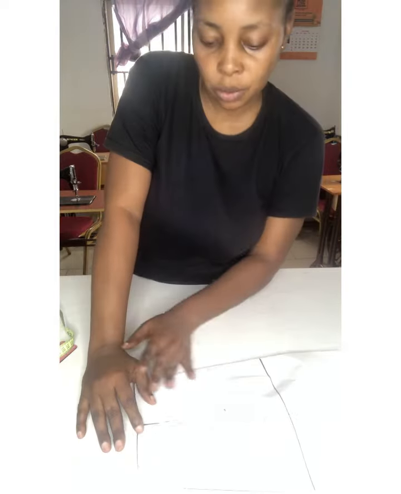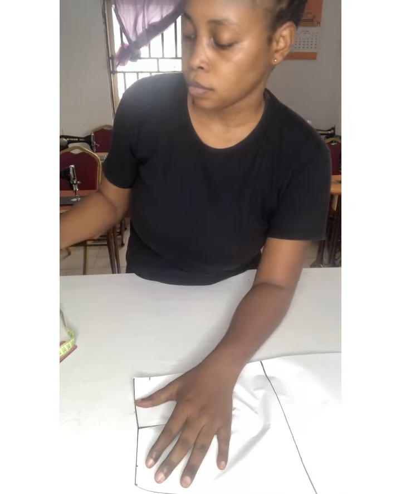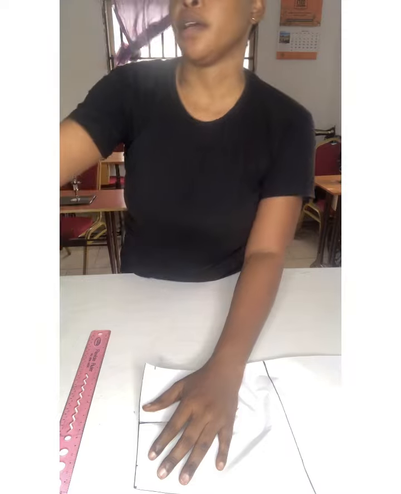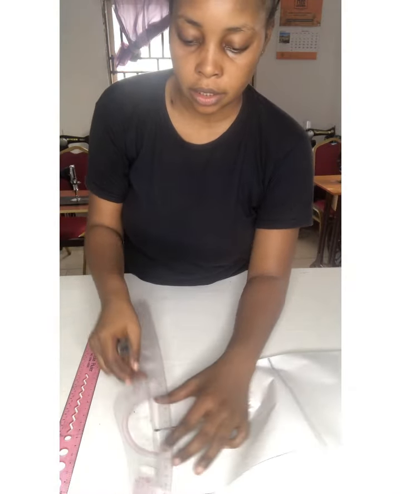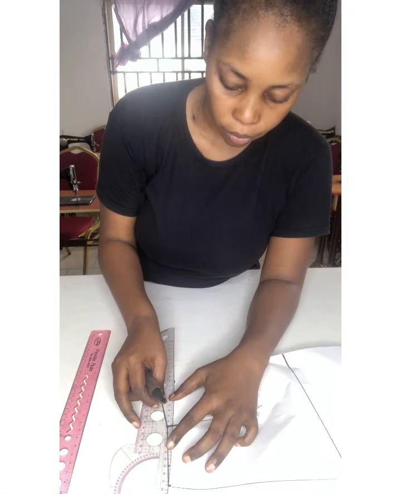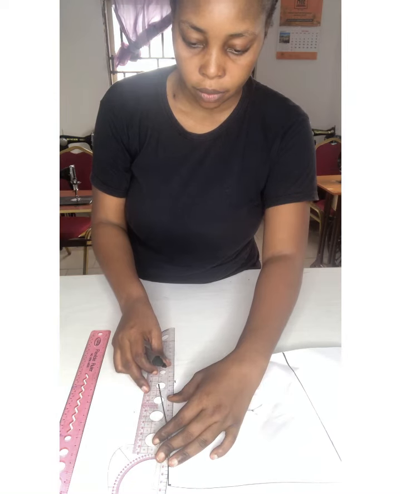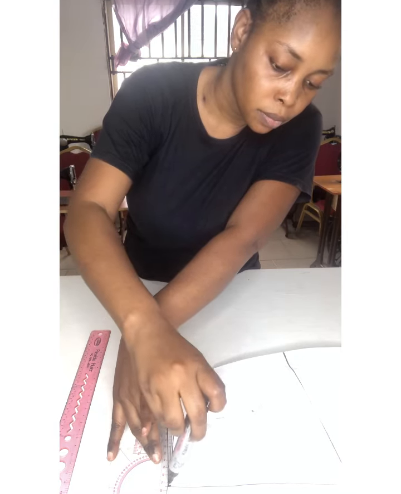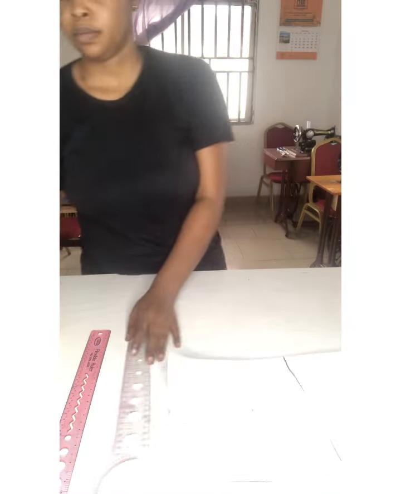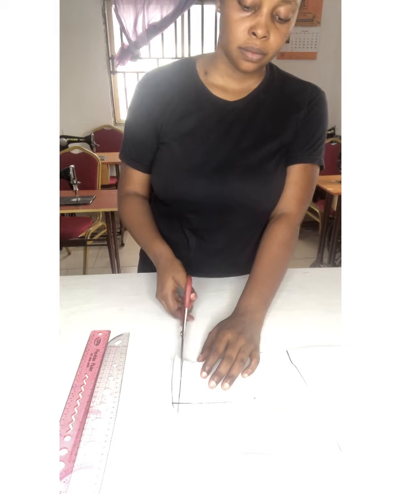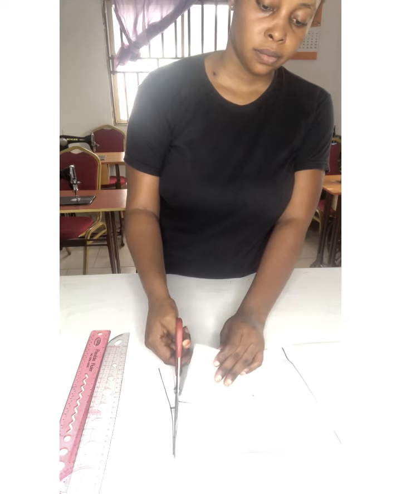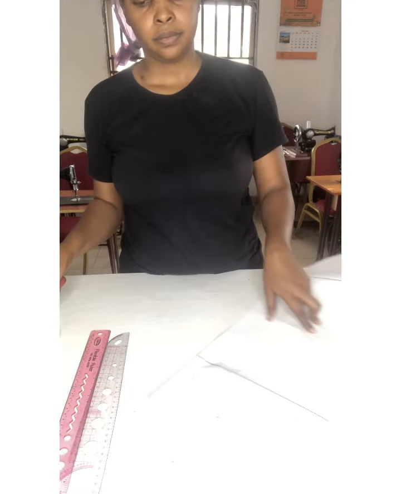I don't want to have the dart on my skirt. I want to close it on my pattern. It will still give you the same effect it's going to give your fabric when you close it on your fabric. So from that 1 inch you came down, I'm going to connect this all the way up. I'll cut out.